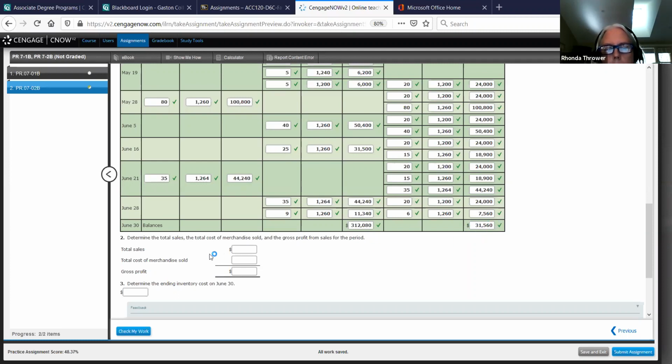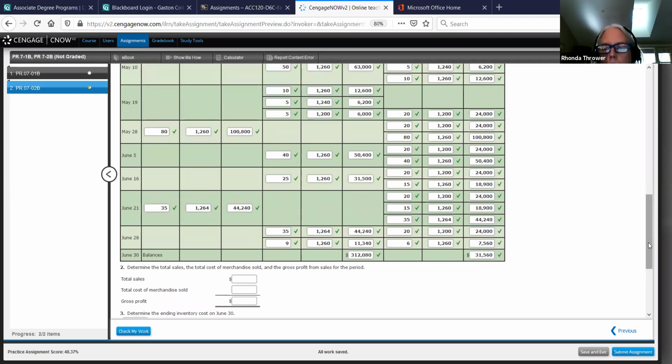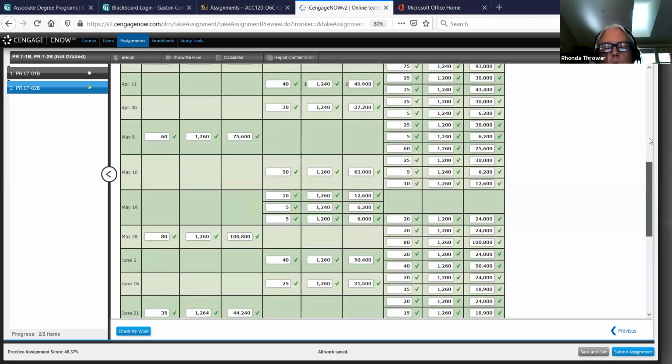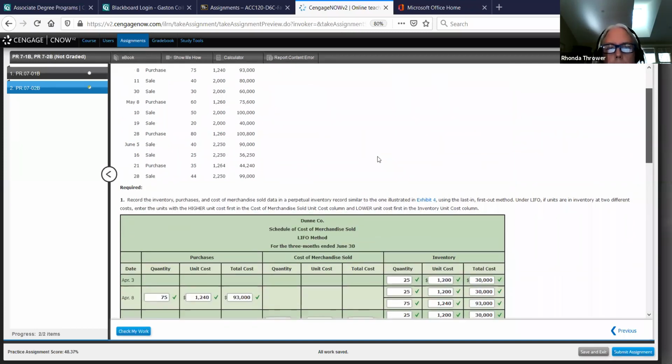Now in part 2, they want you to determine the total sales, so that you can subtract the cost of merchandise sold from the sales to get the gross profit. To get the total sales, we have to go back up to our information that was given in our problem.